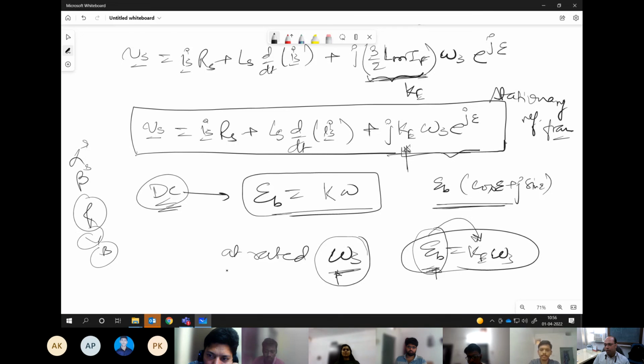Yes. Okay, so we can compute all the things in this equation, and then we can say that we have modeled our motor in the stationary reference. So I stop here today, and next class we will start and move towards the control of this. Fine?